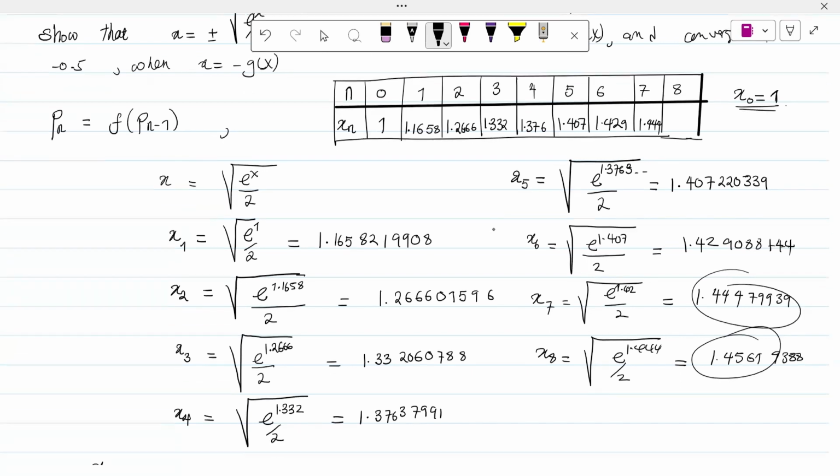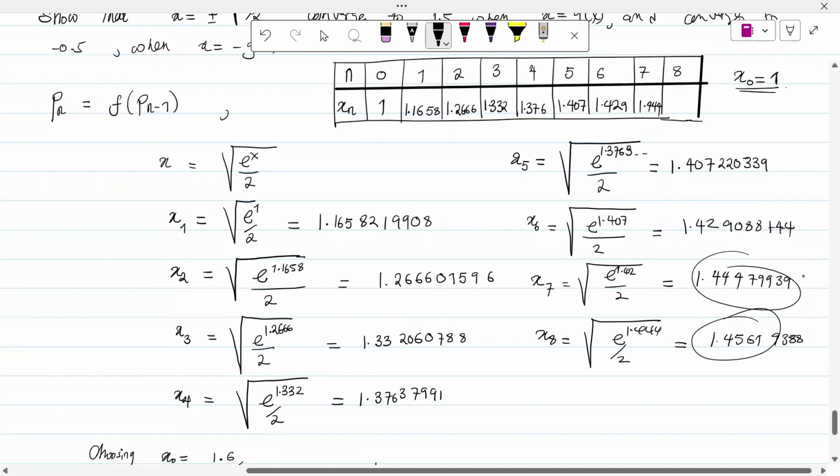At the end, you can show that you're going to find almost 1.5 as the answer as we are doing more and more iterations. Try to find x9, x10, x11, x12. You see that you'll be getting closer and closer to 1.5. Is that okay?